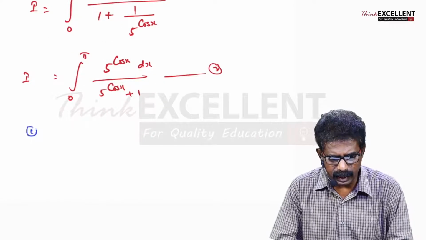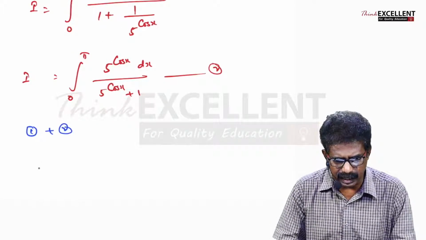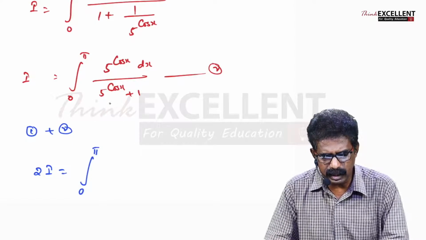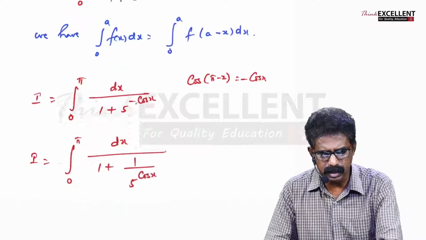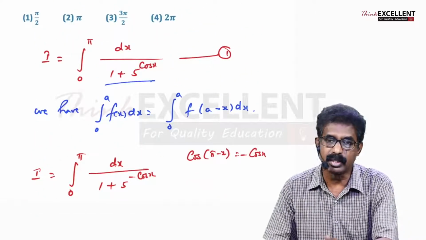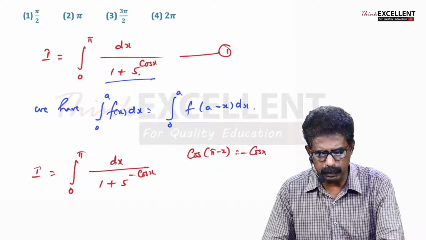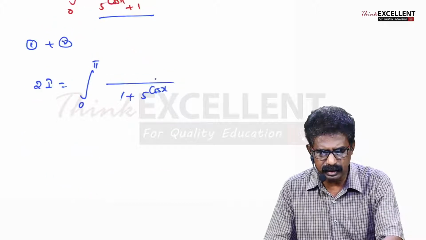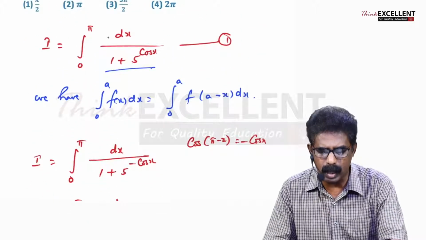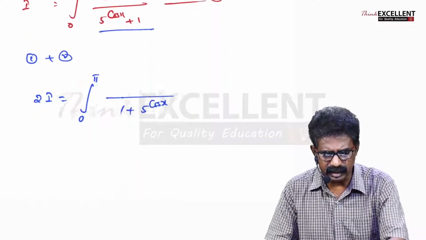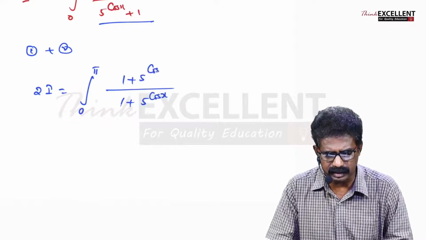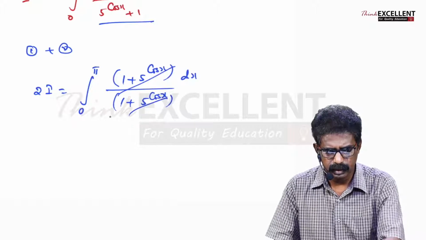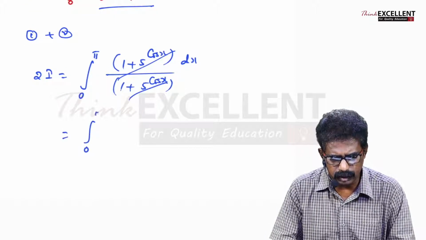Now we are adding 1 and 2. The both left sides are I. So I plus I, you will get 2i. Same integral, limit 0 to pi only. See the denominator, 5 raised to cos x plus 1. Here also 5 raised to cos x plus 1. Only the order has changed, right? Or 1 plus 5 raised to cos x. So LCM is 1 plus 5 raised to cos x. In the numerator just add. In equation 1, the numerator is 1. In the second, the numerator is 5 raised to cos x. (1 plus 5 raised to cos x) over (1 plus 5 raised to cos x) dx. Cancel both. So you are getting integral 0 to pi dx.